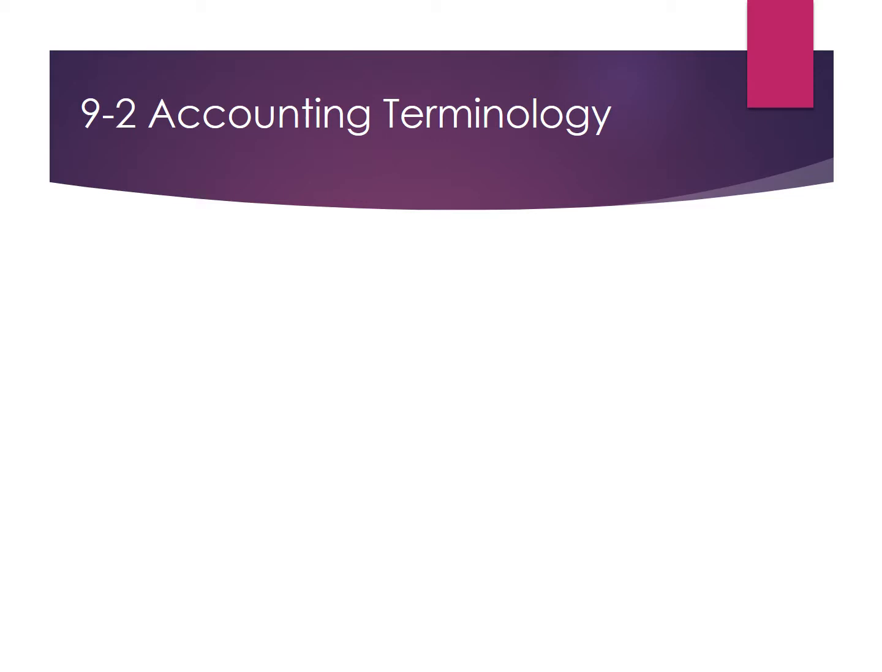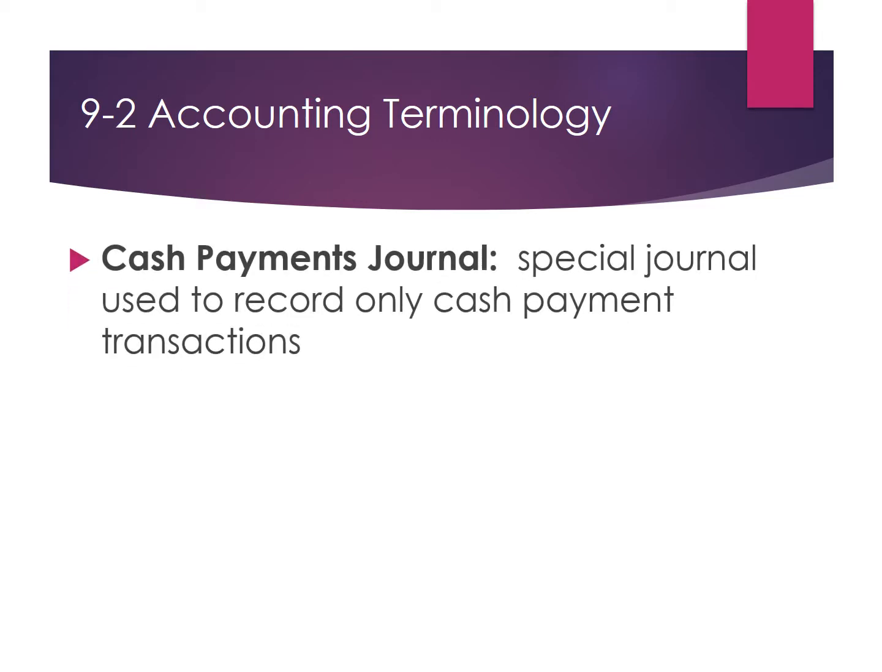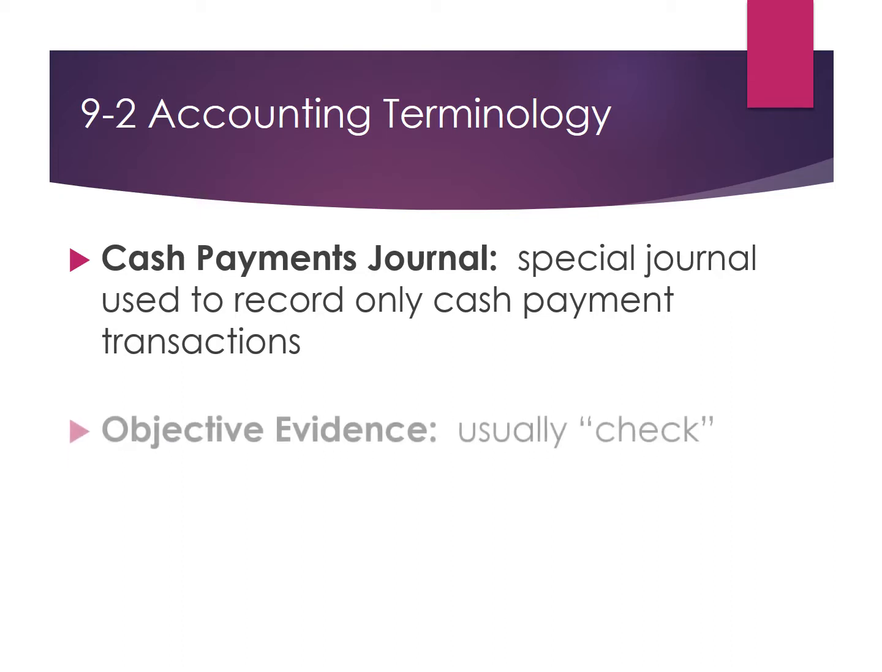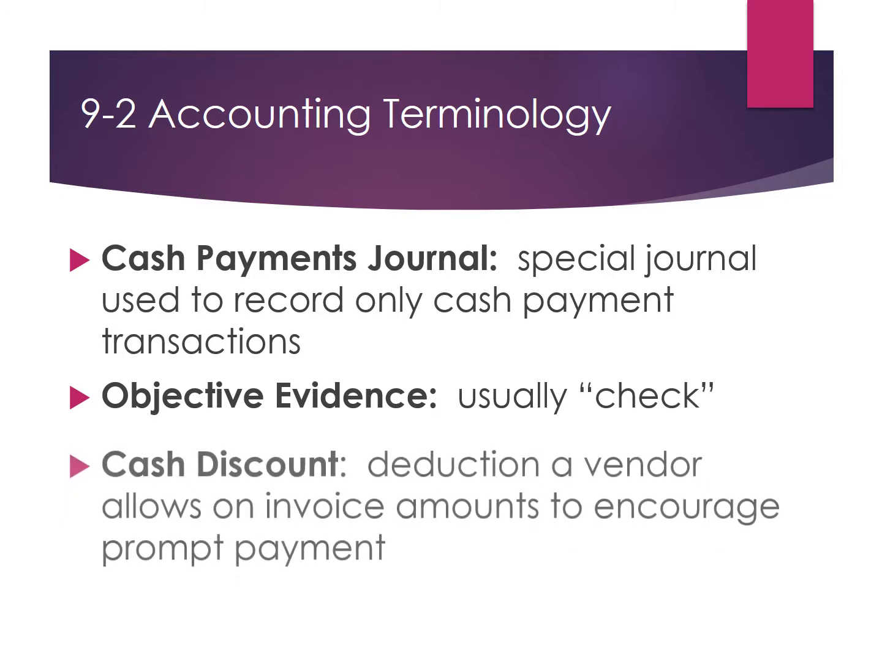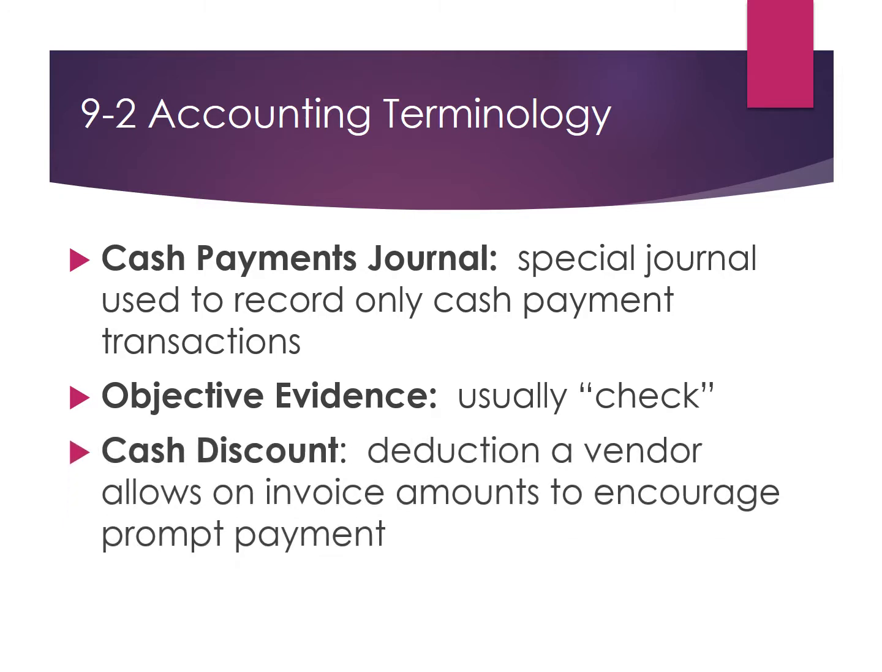9-2 Accounting Terminology. The Cash Payments Journal. The Cash Payments Journal is a special journal used to record only cash payment transactions. The objective evidence is usually a check, however, it could be a bank statement as well. Cash discount is a deduction a vendor allows on invoice amounts to encourage prompt or early payment.